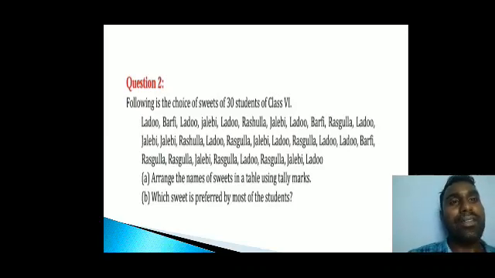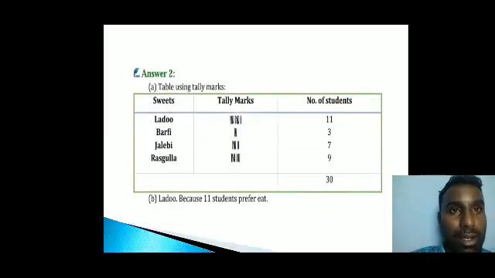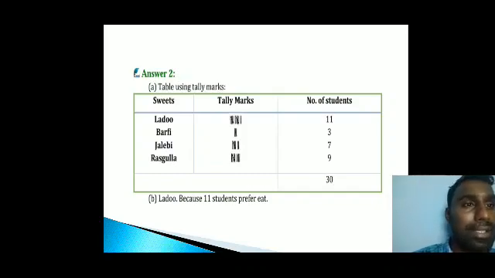Anyway, coming to the question. Here just make one tabular column. First we have to put tally marks. Why do we put tally marks? It will be very easy to solve. What are the categories of sweet? Laddu, burfi, jalebi and rasgulla. If we count all those, how many like laddu? 11. How many like burfi? 3. How many like jalebi? 7.